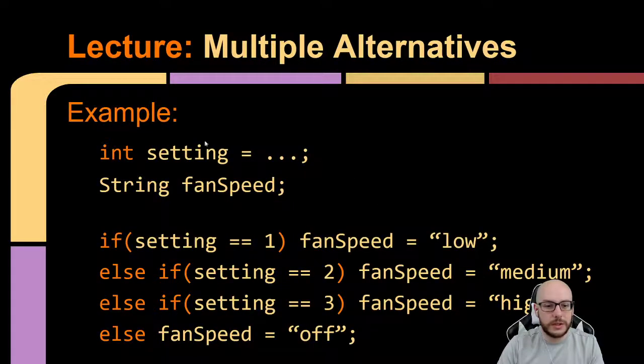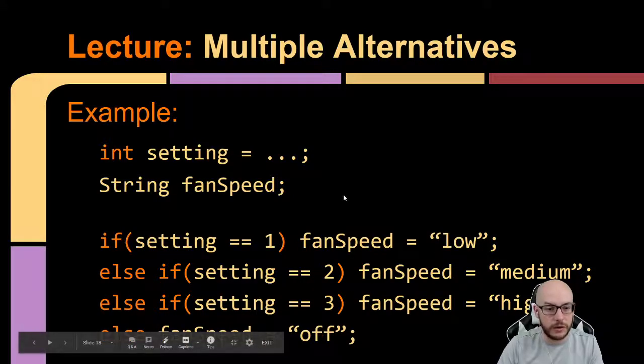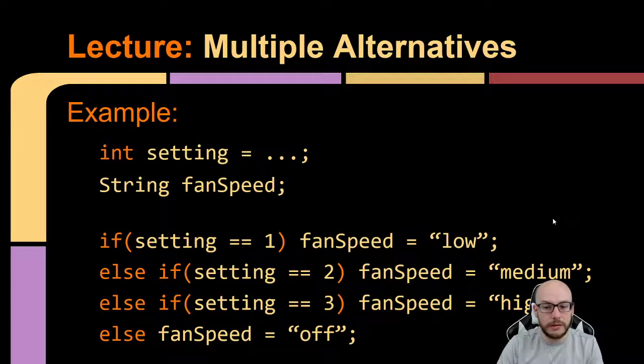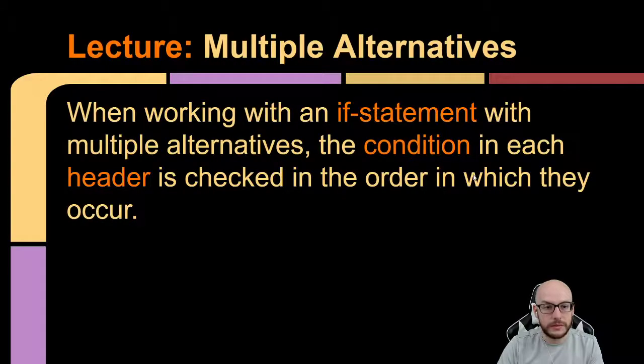Here I have some fan speed setting. Don't quite know yet. And then we have a string of fan speed that we're going to actually give a value, something like low, medium, high, or off, right? If the setting is exactly 1, I'm going to set my fan speed to low. If the setting is 2, we'll go to medium. If the setting is 3, we'll go to high. Otherwise, we'll go to off.